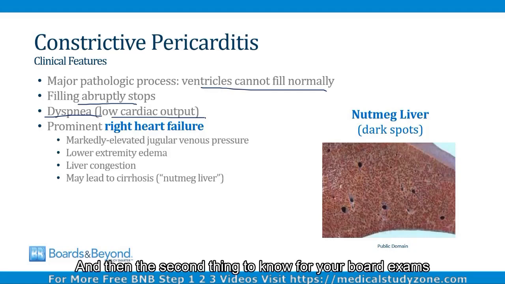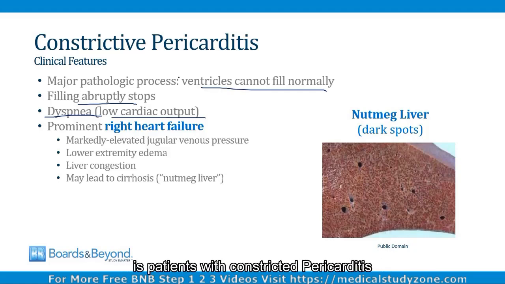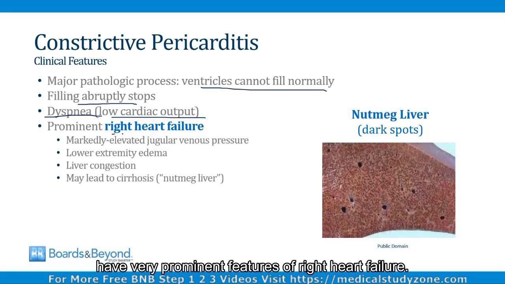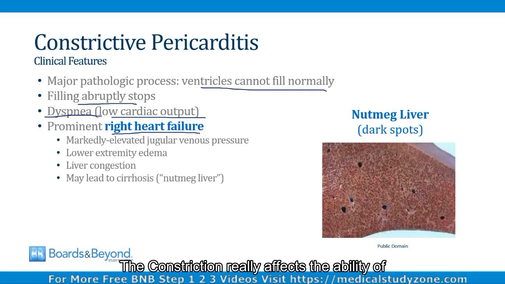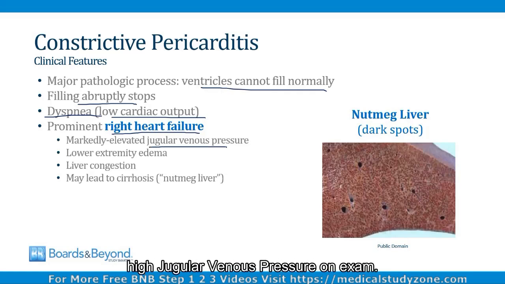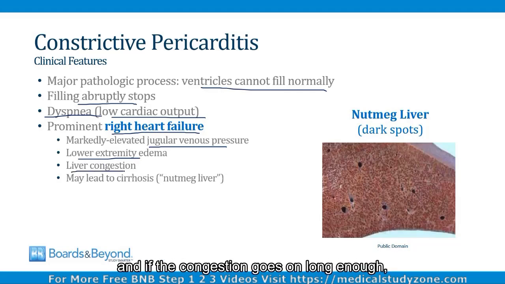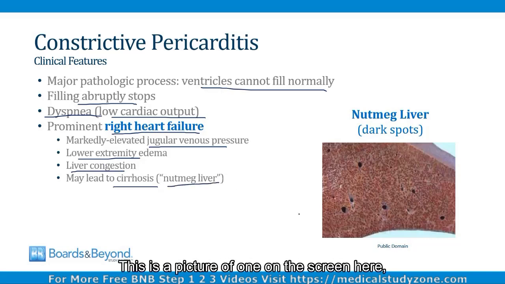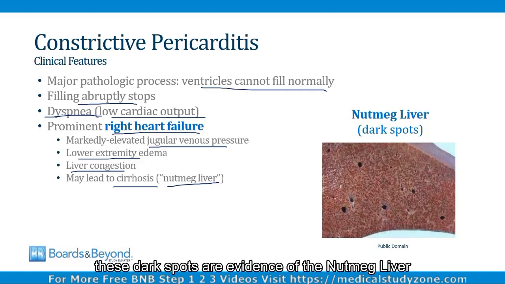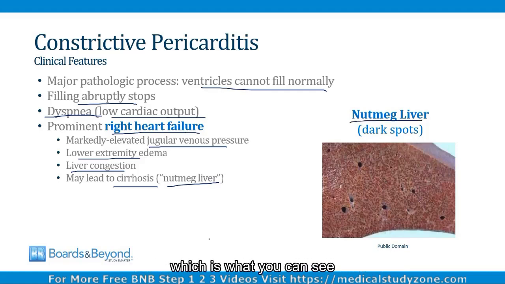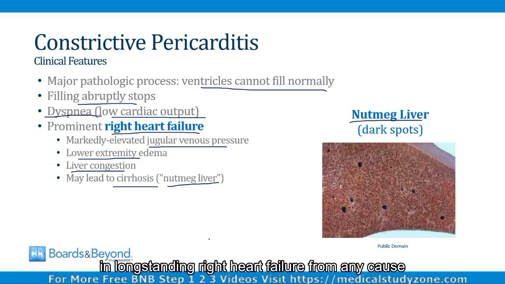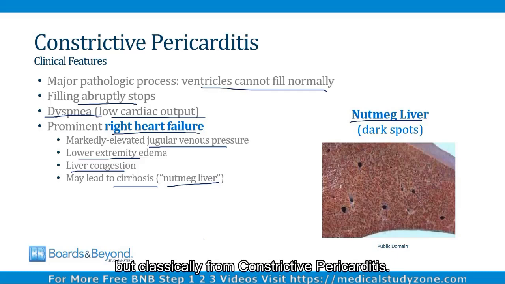And then the second thing to know for your board exams is patients with constrictive pericarditis have very prominent features of right heart failure. The constriction really affects the ability of the right ventricle to fill. So these patients can have very high jugular venous pressure on exam. They can have lots of lower extremity edema. Their liver can become congested, and if the congestion goes on long enough, it can lead to cirrhosis. This is referred to as a nutmeg liver. This is a picture of one on the screen here. These dark spots are evidence of the nutmeg liver, which is what you can see in long-standing right heart failure from any cause, but classically from constrictive pericarditis.